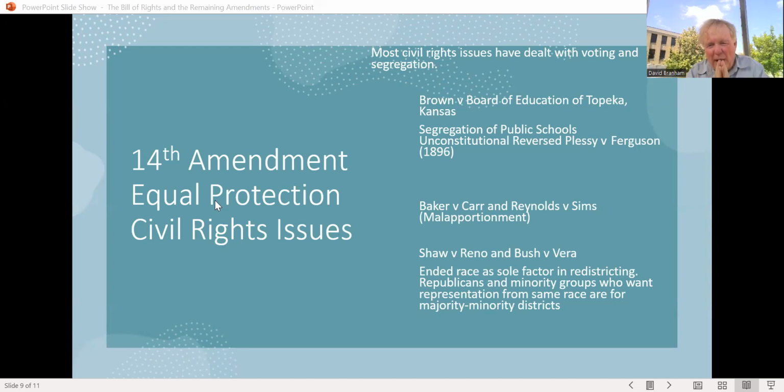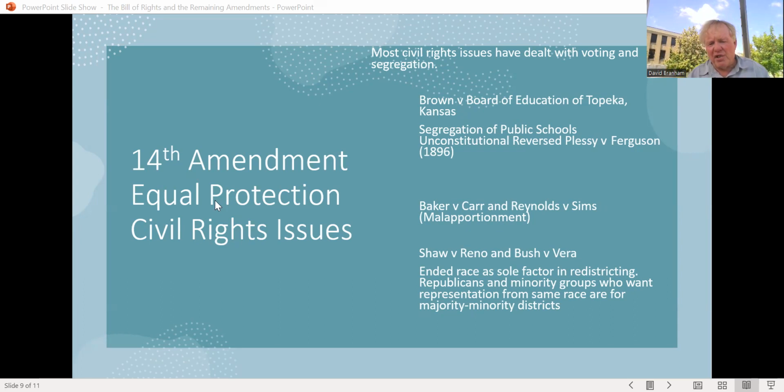So Baker versus Carr and Reynolds versus Sims, those malapportionment cases, basically said you have to have districts about the same size. Now, they don't have to be exactly the same size, except in Congress, where later Wesberry versus Sanders said make them exactly the same size in Congress. But state and local, you have plus or minus 5%. You don't have to have them exactly the same size, but they do have to be fairly equal now.